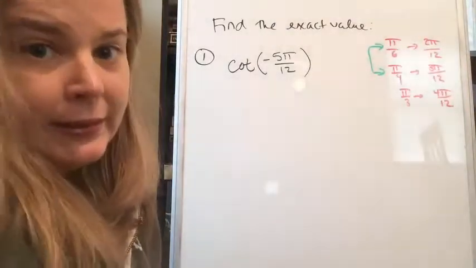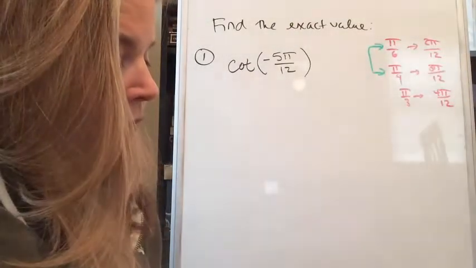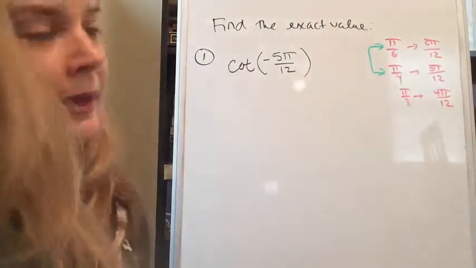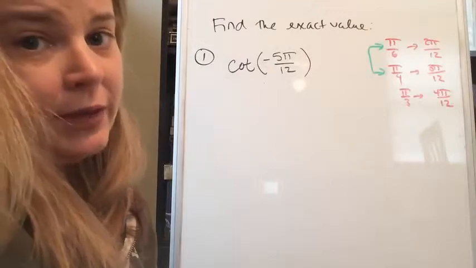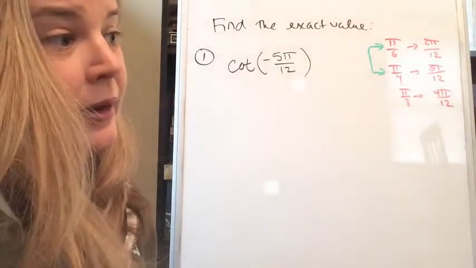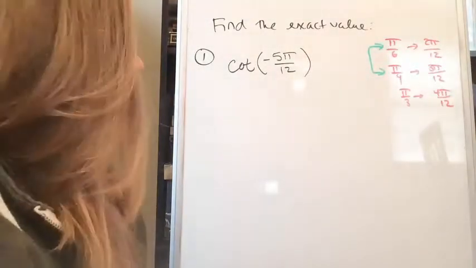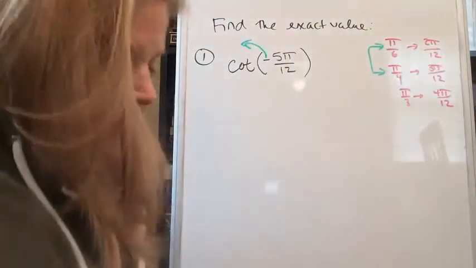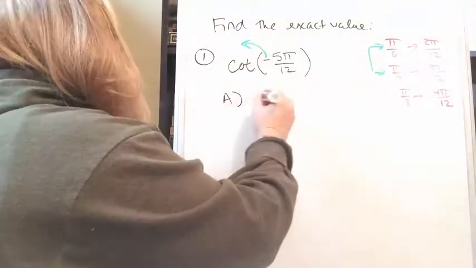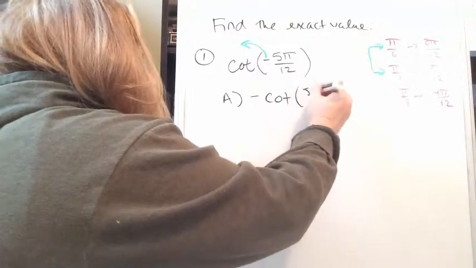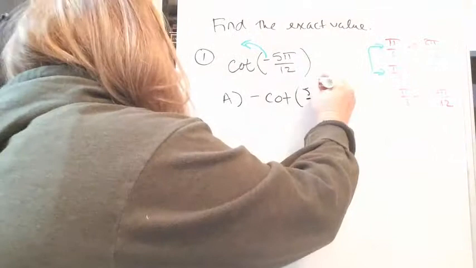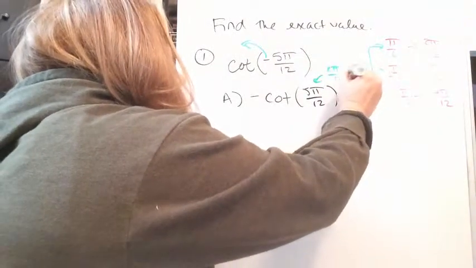But this one is a little tricky because, first of all, it's got a negative sign. So I could deal with negative 5 pi over 12, but just to make it easier for myself, I'm going to use the fact that cotangent is odd, and I'm going to pull the negative out and bring it to the front of the function. So the first thing I'm going to do is make this negative cotangent of 5 pi over 12. That way I can just use 2 pi over 12 plus 3 pi over 12.